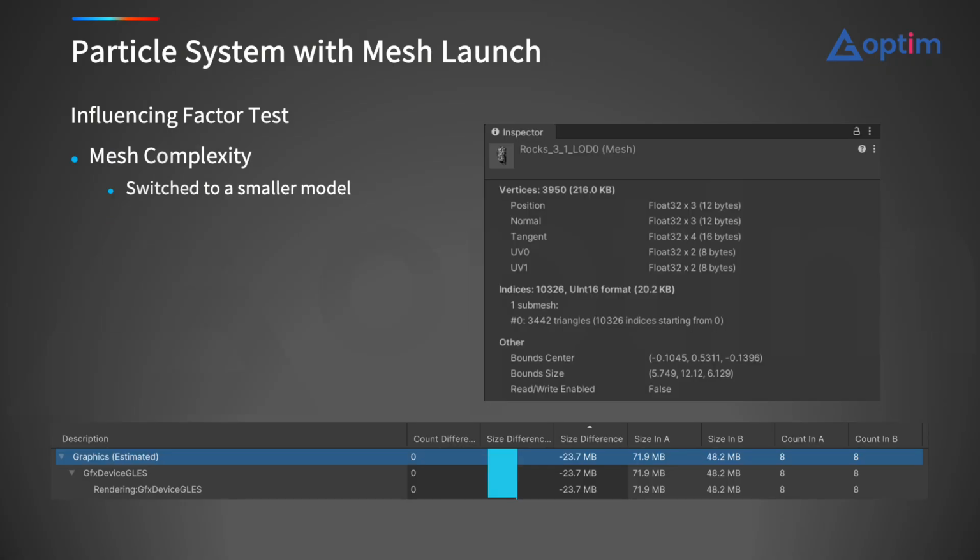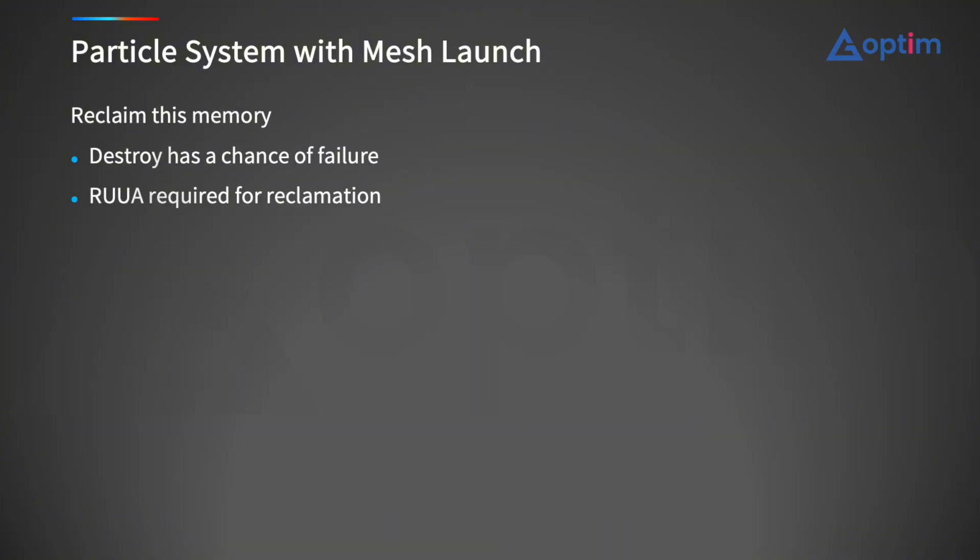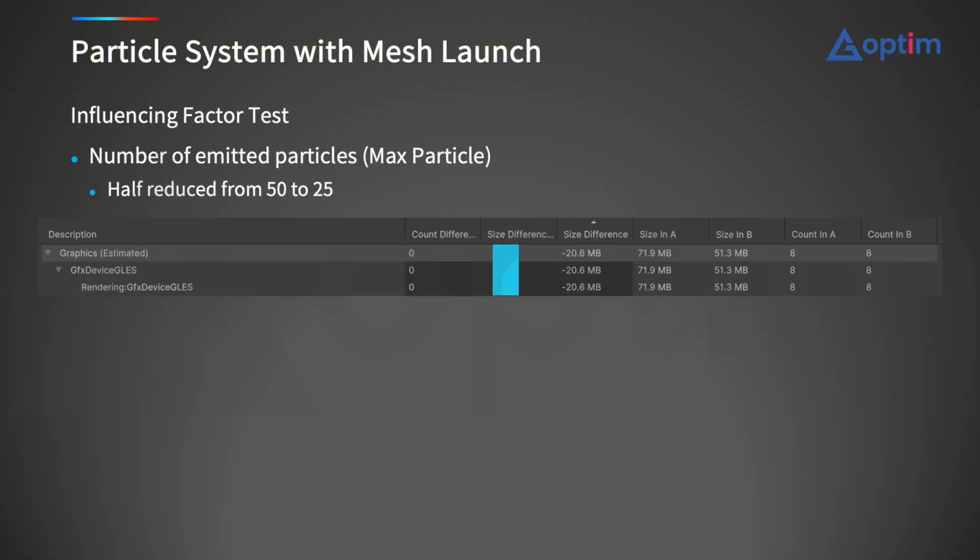Third, we tested mesh complexity. When replacing the model with a smaller geometric mesh, memory footprint decreased noticeably. Fourth, we reduced emission particle count by half. Memory usage also decreased, but not proportionally. This leads to a practical question: how do we reclaim this memory?